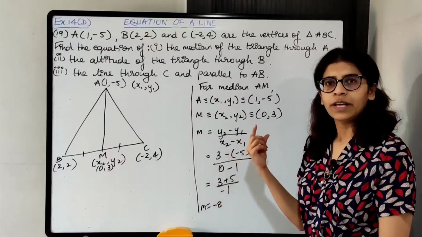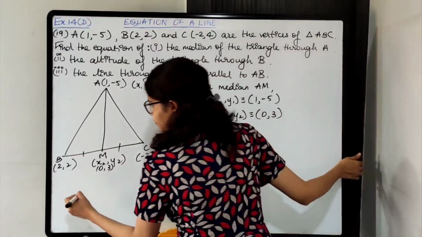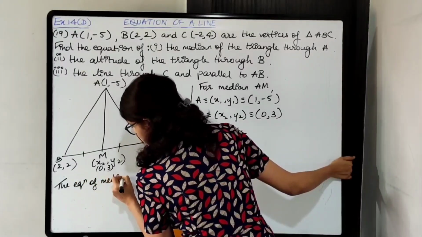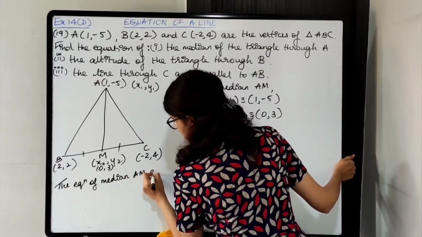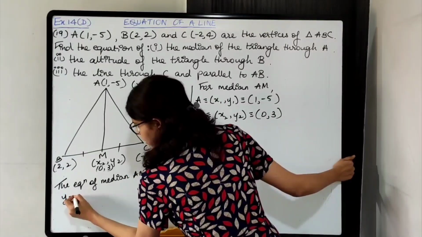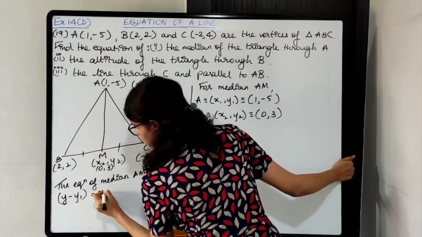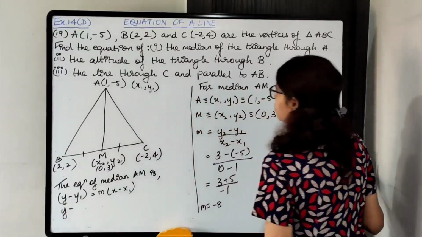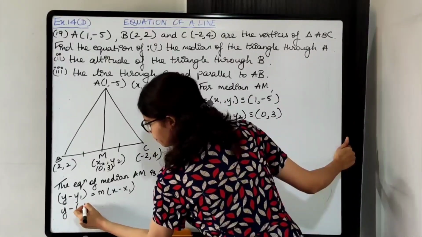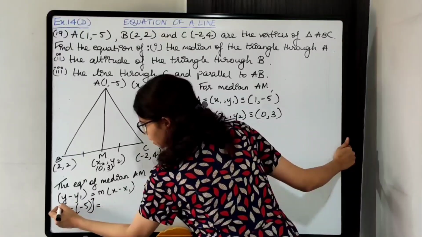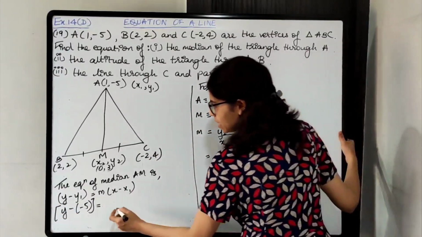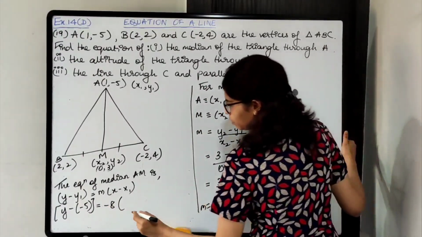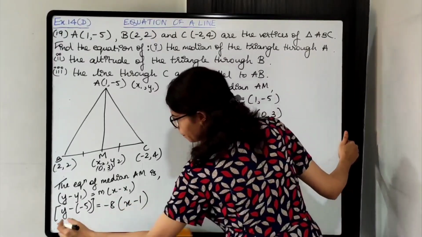Now we'll frame the equation. We know m, we know x1, y1. We'll write down the equation now. So the equation of median AM is y minus y1 equals to m into x minus x1. Put the values now. Y minus y1 is minus 5 equals to, put brackets, m is minus 8 into x minus x1. x1 will be 1, so x1 is 1.